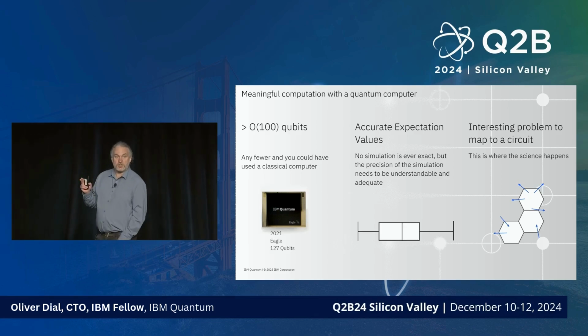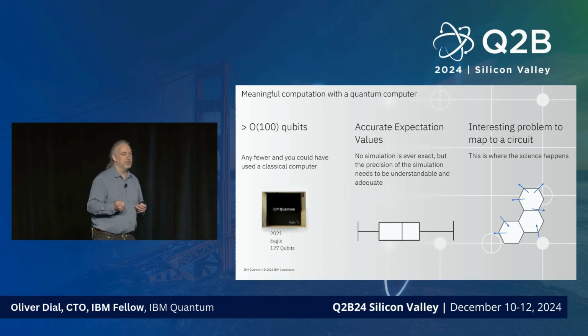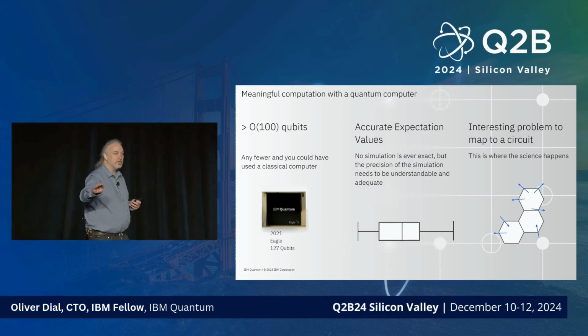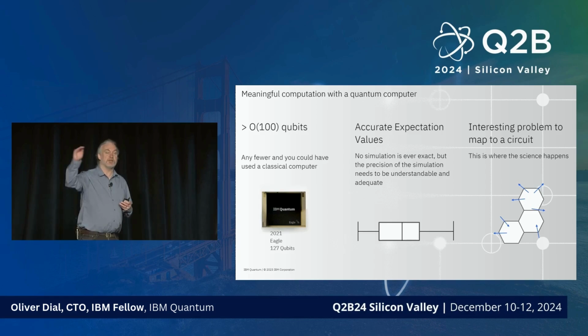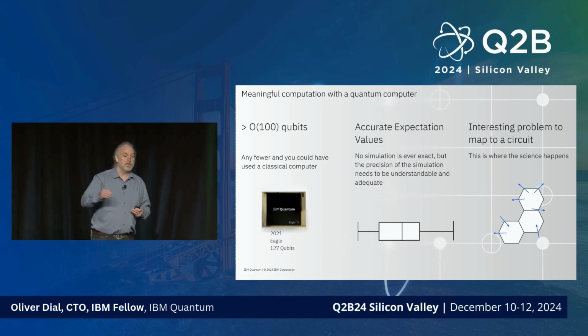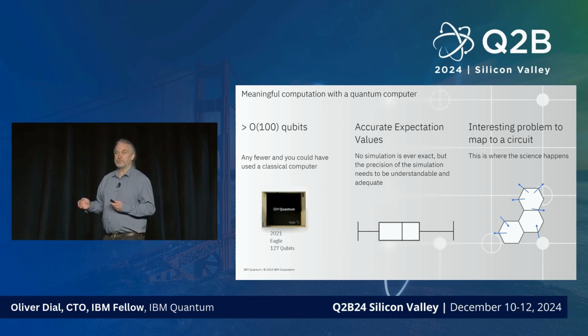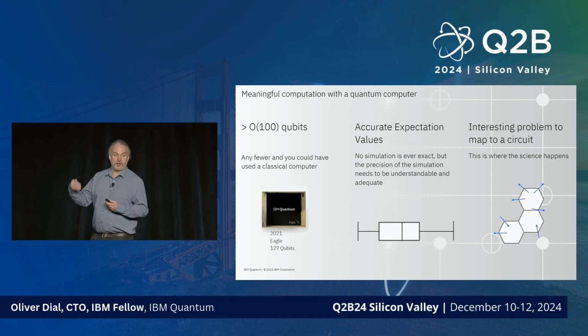Secondly, and this is really the tricky one in this day and age, you need to be able to provide accurate expectation values. Nobody cares about you doing a computation if you give them the wrong answer. No simulation is ever exact. Even on a classical computer, we have step sizes on integrators. If we're doing a variational method, we have a finite size basis. Error bars are okay, but we have to know what they are, and they have to be small enough for the application that we want to run.